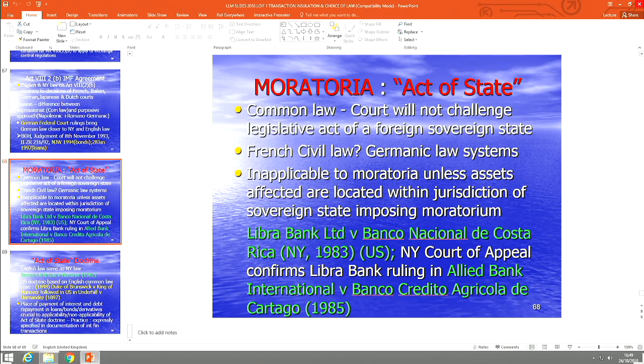Costa Rica is Costa Rica, Singapore is Singapore. They're seeking to interfere with an asset in Singapore or in London. Therefore, said the courts in London and New York, they will not apply the act of state doctrine to recognize the moratorium.